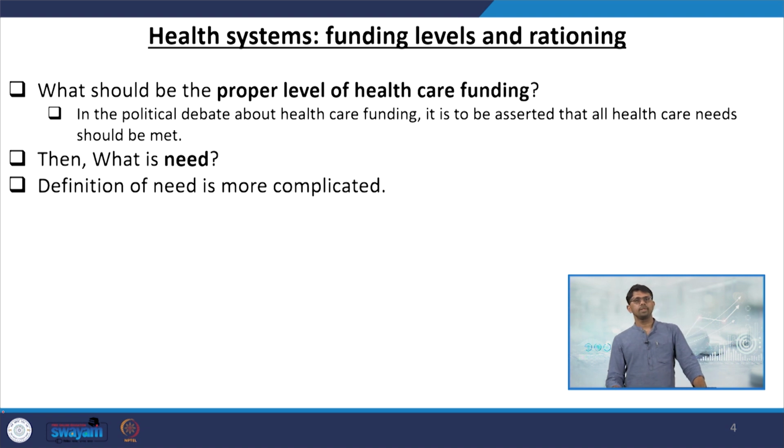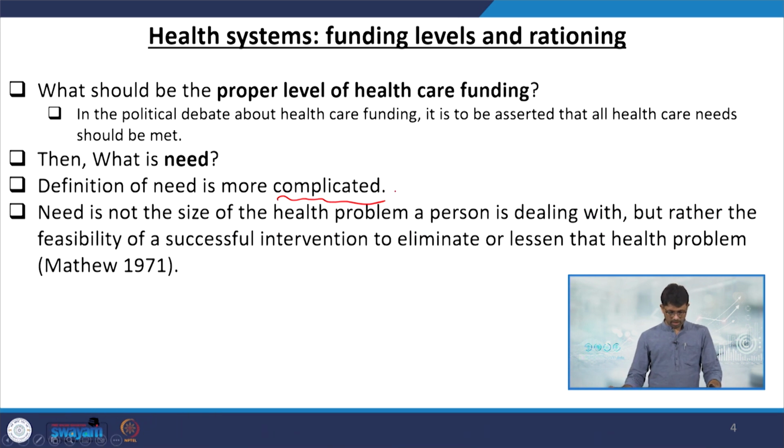Then we will also emphasize the definition of need, what is called need. On the basis of need only, funding is actually met or addressed. So, how to define the need? Defining a need-based approach is very complicated, and how to simplify that is part of the discussion.